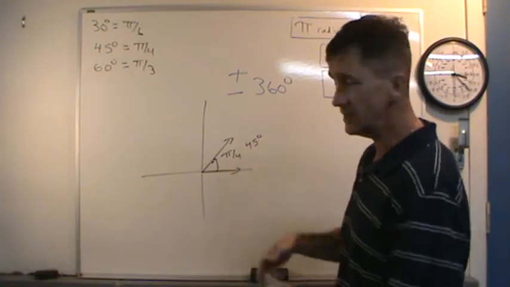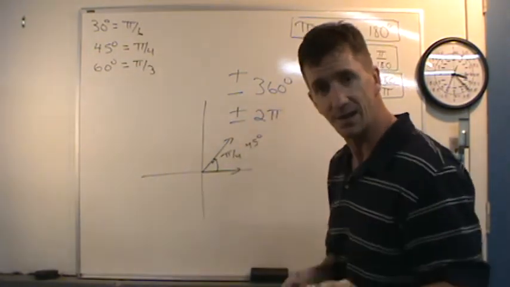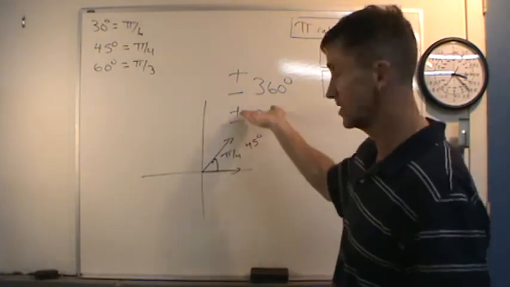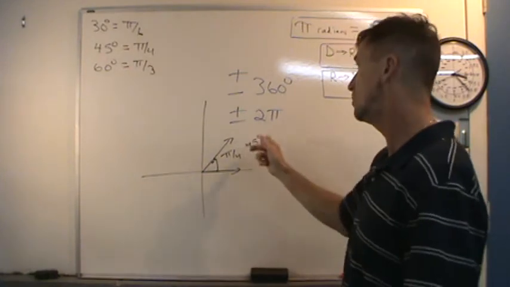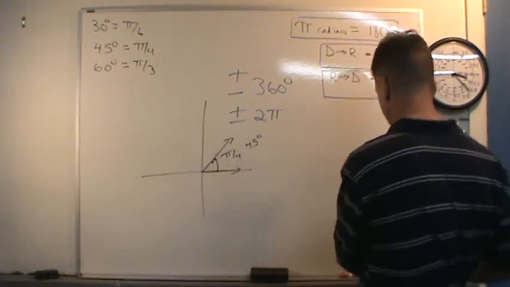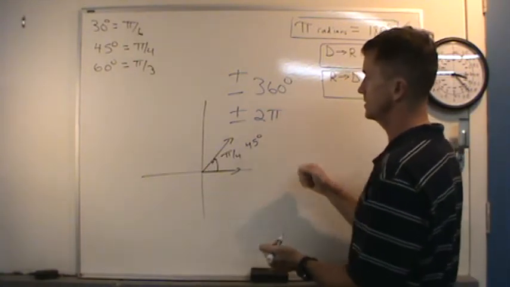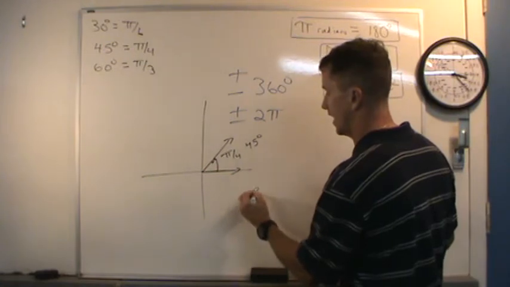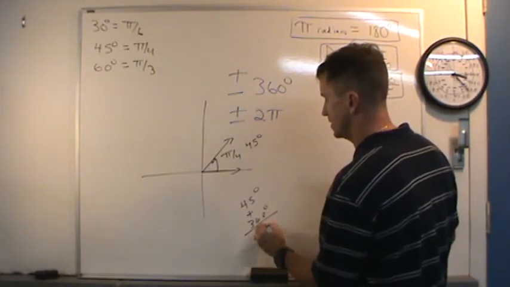Now, if you want to do it with radians, you will add or subtract 2 pi, because 2 pi radians is 360 degrees. Pi radians being 180 degrees, 2 pi radians being 360 degrees. So this is how we convert. So I need a coterminal angle with 45 degrees. I can just add 360 to it. And what's 45 plus 360? Oh, we get 405 degrees.